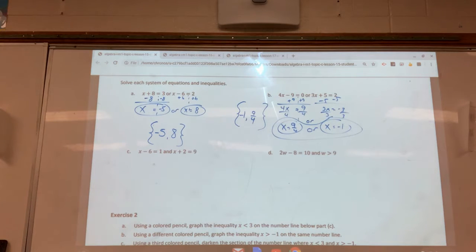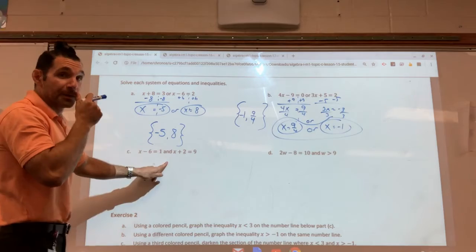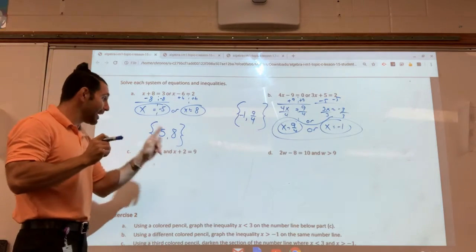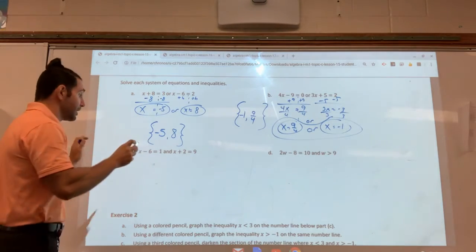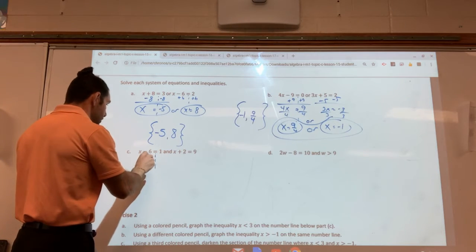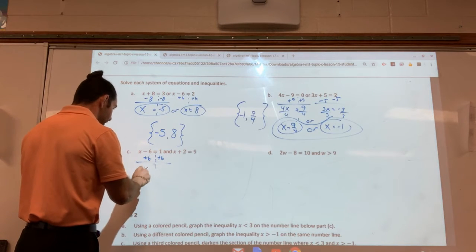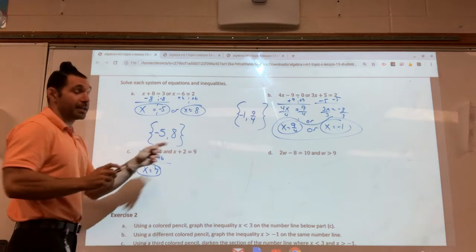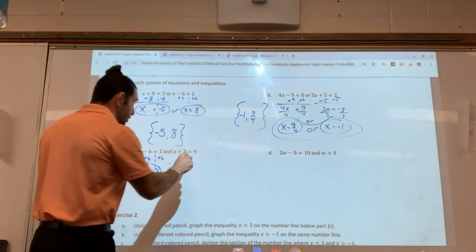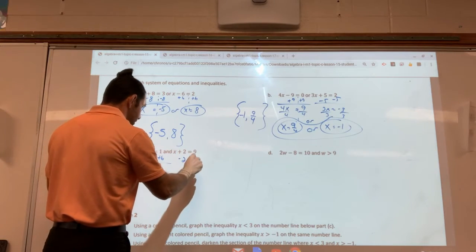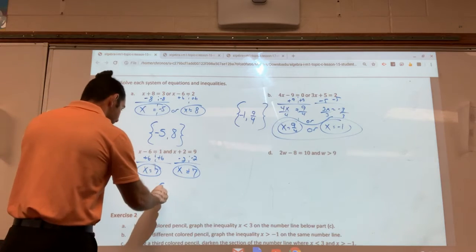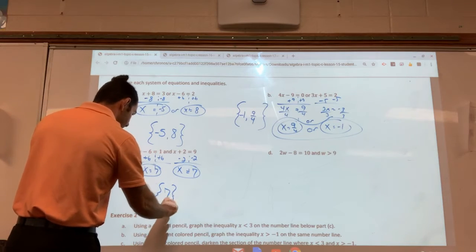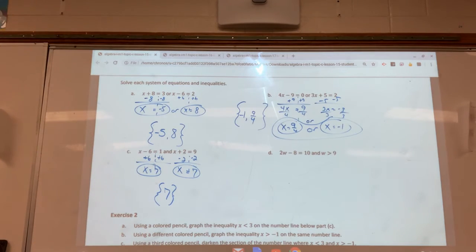What about the "and" question? So the answer for this one has to work for this one because the answer has to be for both. That's what "and" means. So I add 6. I get x equals 7. If I don't get x equals 7, this is not going to work. Subtract 2, x equals 7. Okay, so when it's an "and," we know that in that notation, it's just going to be the 7.